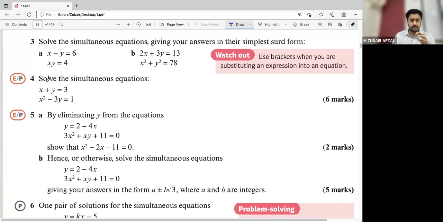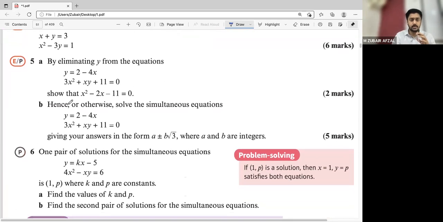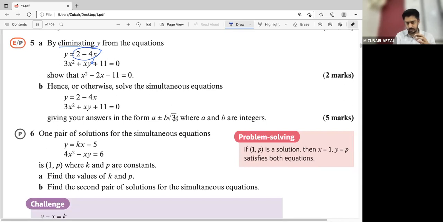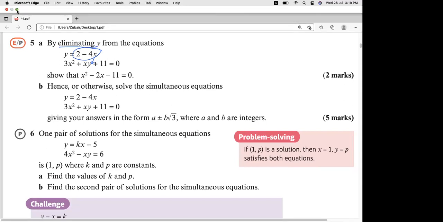Let's see if we can find something different. Solve the simultaneous equation by eliminating y from the equations, hence or otherwise. Okay, when it says by eliminating y, this means you make y the subject, then you substitute this value in y. So y disappears. Solving for x and then simplifying for both values. I think we should try this. We have answers in surd form.